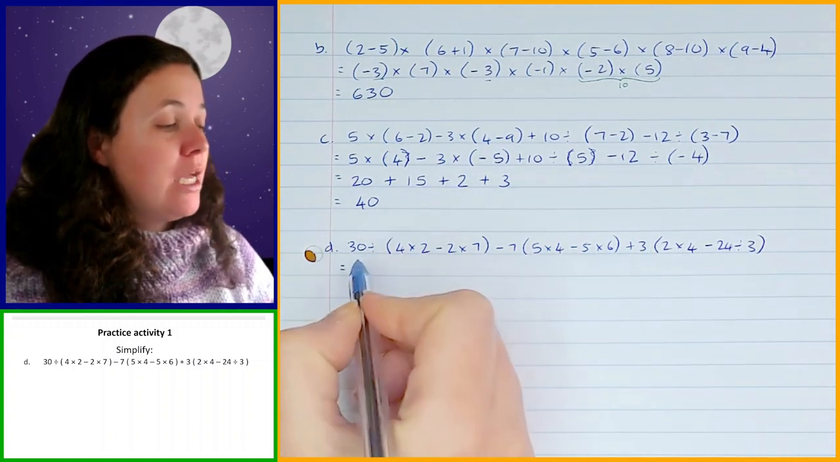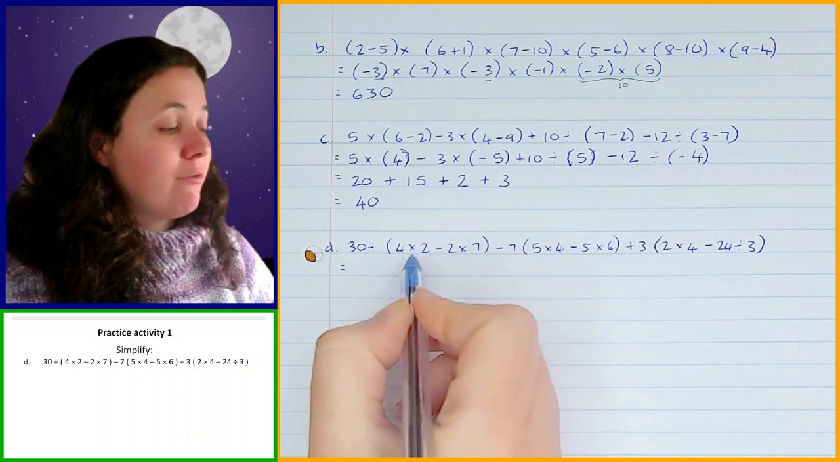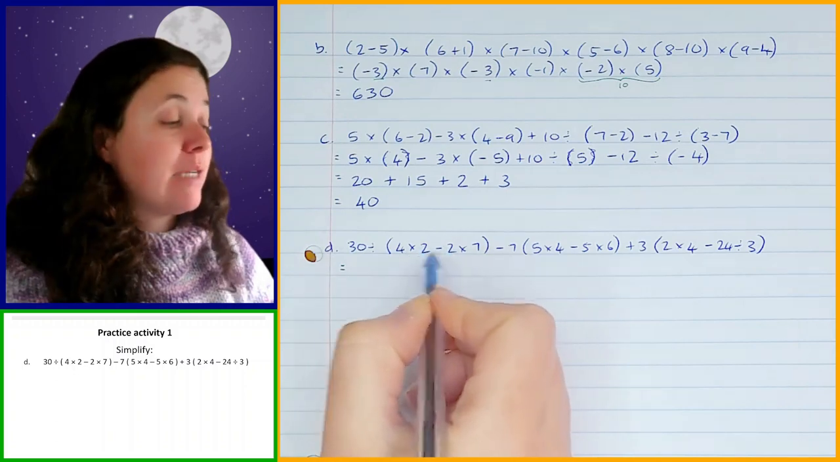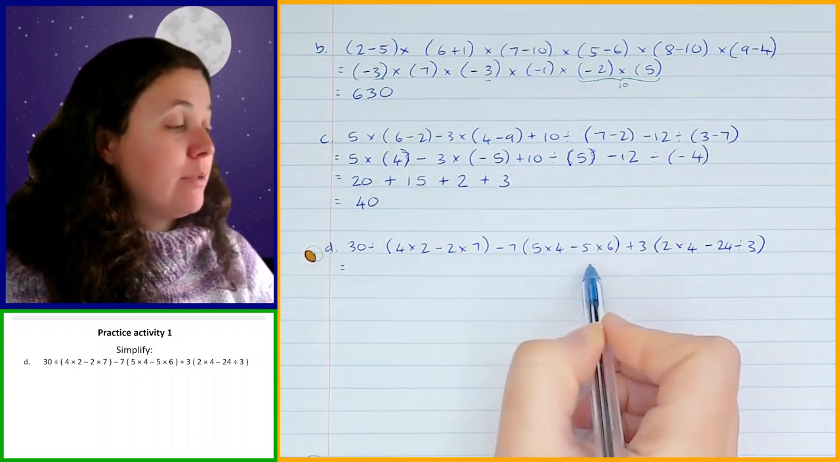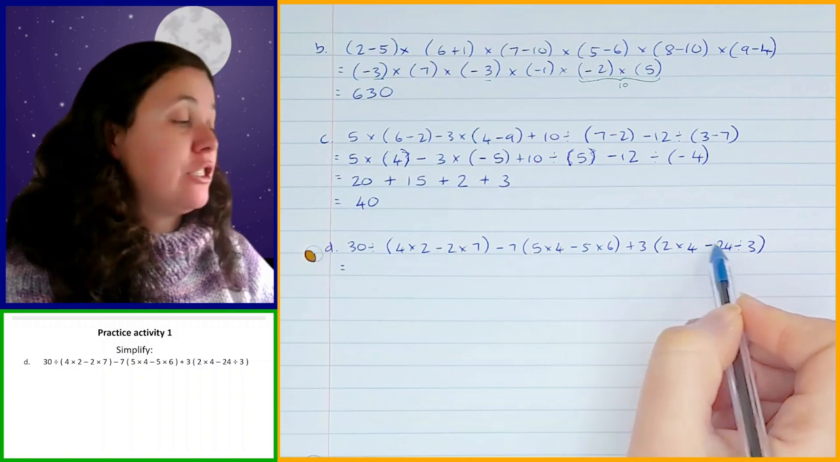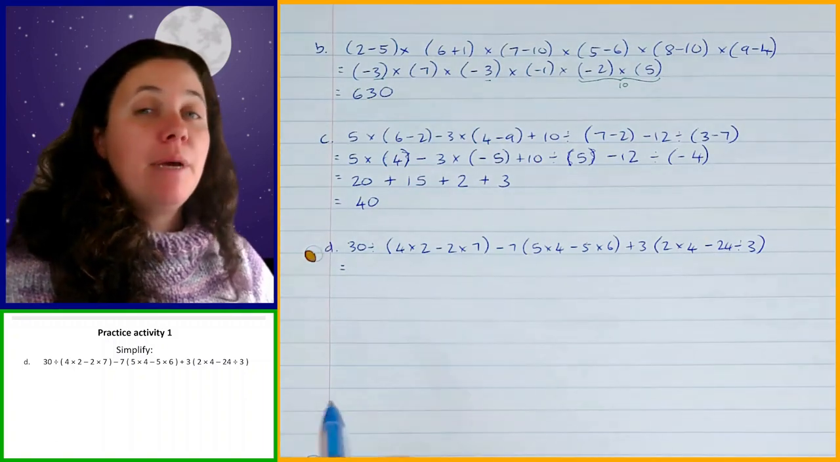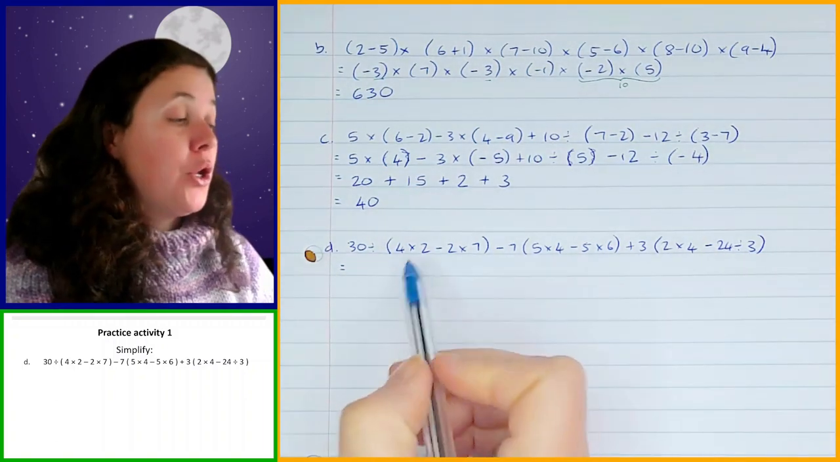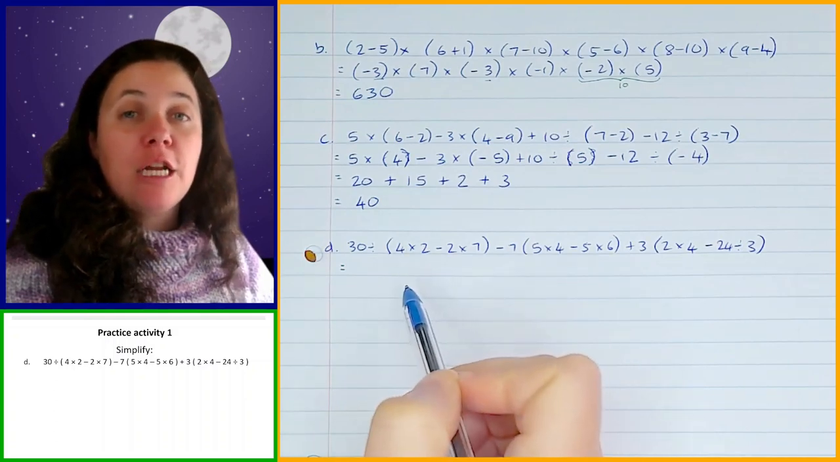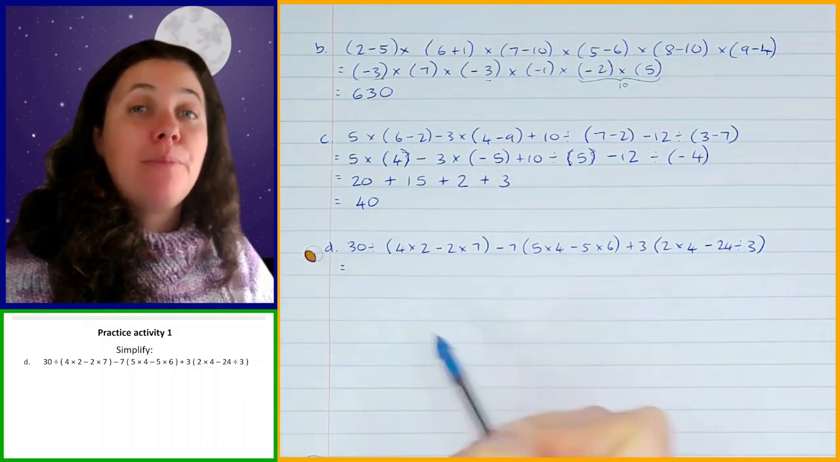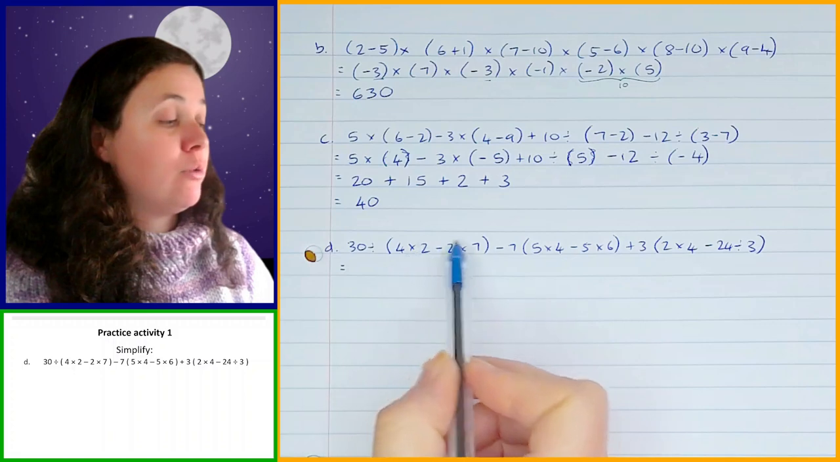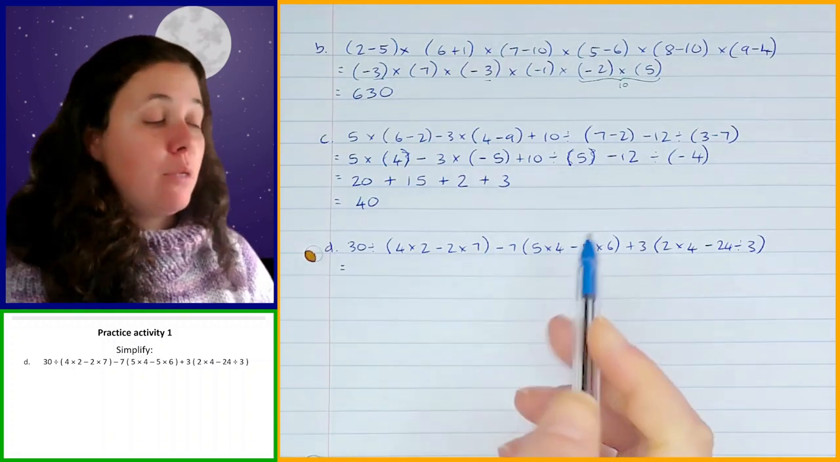Okay, so we've got 30 divided by, inside the brackets we've got multiplication and subtraction. Here I've also got multiplication and subtraction, and here I've got multiplication, division, and subtraction. So remember, BEDMAS says that if we've got more than one type of calculation inside the brackets, I have to apply BEDMAS inside the brackets first. I'm going to be doing my multiplication and division inside the brackets first.